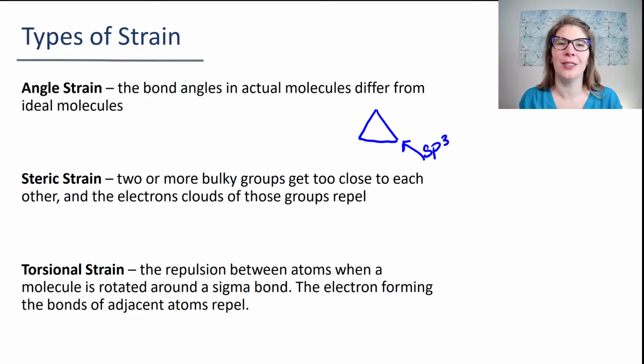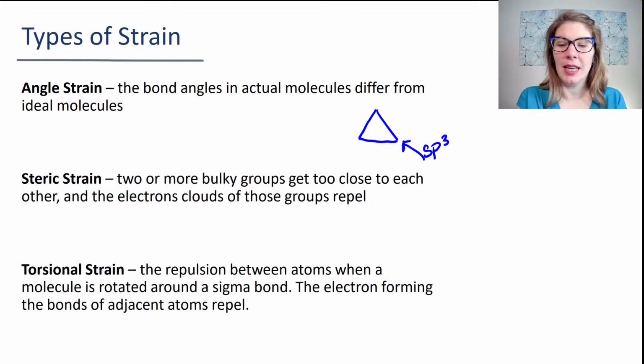So angle strain is looking at the geometry that you would expect in geometry class, that these angles would be 60 degrees, and comparing that to the angle that you would expect with hybridization. And when those angles don't line up, that leads to angle strain. Another idea is called steric strain. Steric strain is when you have two groups on a molecule that get too close to one another and their electron clouds end up repelling. We're going to see an example of this later on.